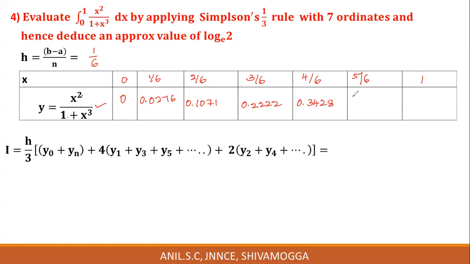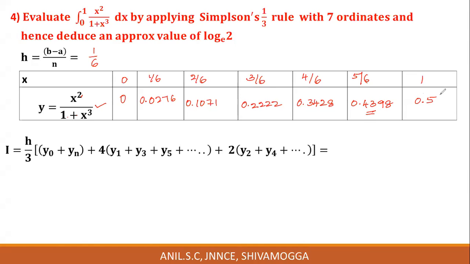That's the correct answer. Next, 5 by 6. 0.4398. Yes, 0.4398. Next, last, x is equal to 1. You get half or 0.5.